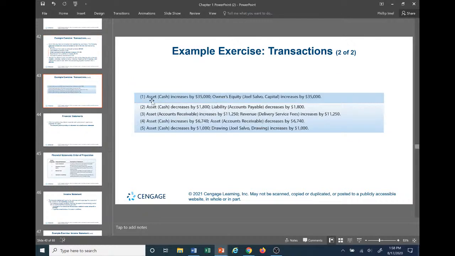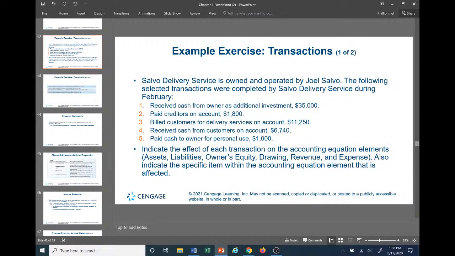Let's look and see if this is correct here. Asset, which is cash, is an asset, it increases by $35,000. And then the owner's equity, Joel Salvo capital, increased by $35,000, right? Because he just invested the money into the firm, so it goes straight to equity. Straight as an asset, straight as equity.